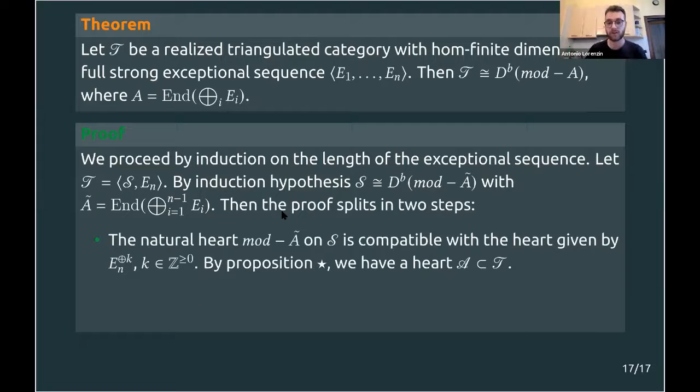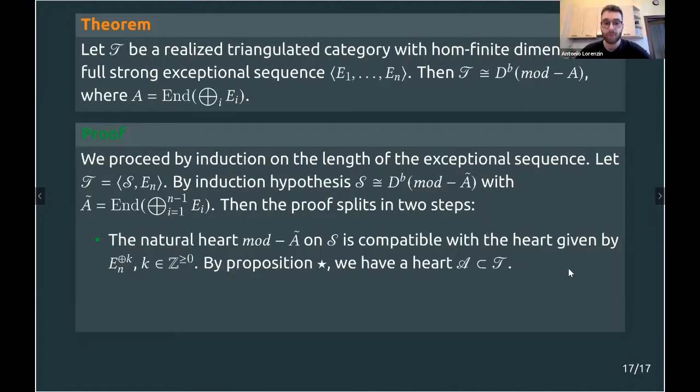The first one is to try and add the En part, and we do this via the proposition star. So we consider the natural heart mod A tilde on S, and we consider also the other heart, which is just the direct sums of the exceptional object En. And now it is possible to prove that these 2 hearts are compatible. So now by proposition star, we have a heart A contained in T.